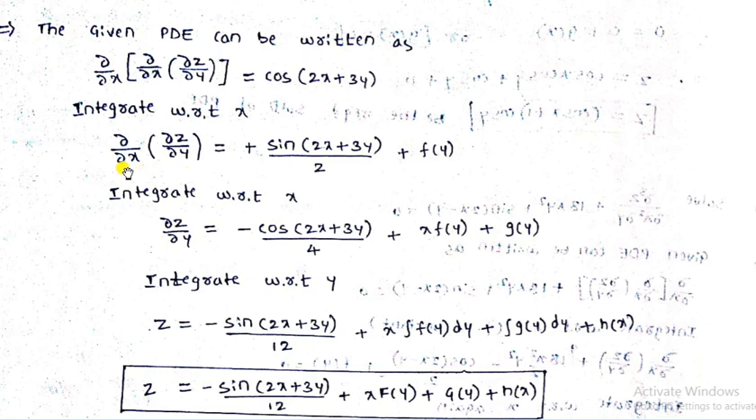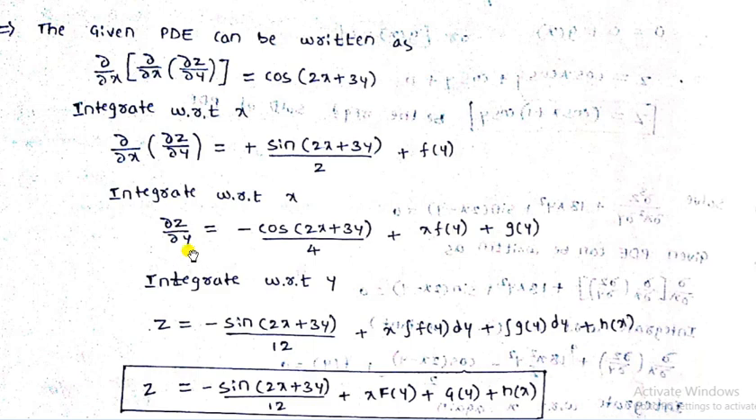Then again integrate with respect to x. So which gives del z by del y. So del by del x cancels out. So integration of sin is minus cos of (2x plus 3y), and again the coefficient of x is 2. So 2 into 2, 4. And integration of f of y dx is, so integration of dx is x f of y, and we add one more arbitrary constant g of y because we integrated with respect to x here.